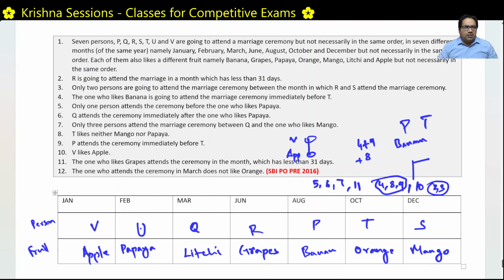7 persons: P, Q, R, S, T, U, V. All 7 are there. Jan, Feb, March, June, October, November. All 7 months are there. And all fruits. Banana, grapes, papaya, mango, lychee, apple.